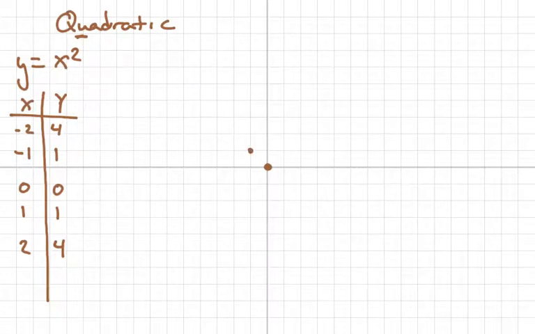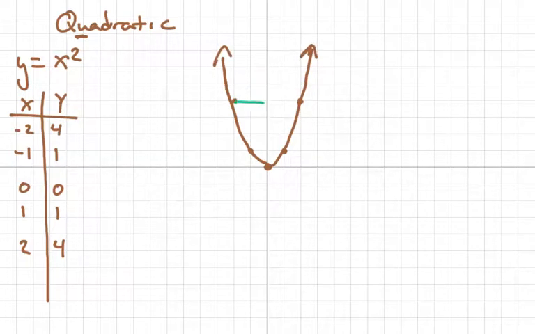Negative 2, 4. Now this function, I'm sorry, 2, 4. This function is really cool because of the symmetry that it has. And what I mean by symmetry is that whatever you go to the left, you go to the right the same amount, right? That's how you know you're drawing it correctly, okay?